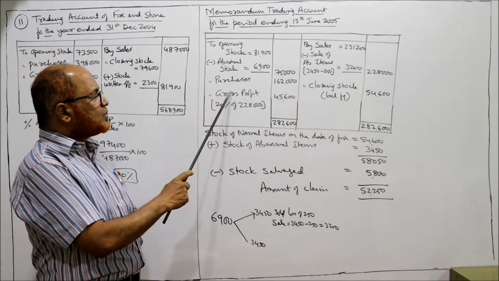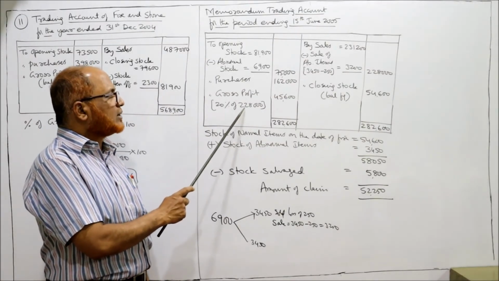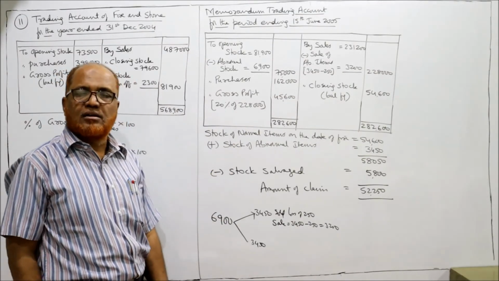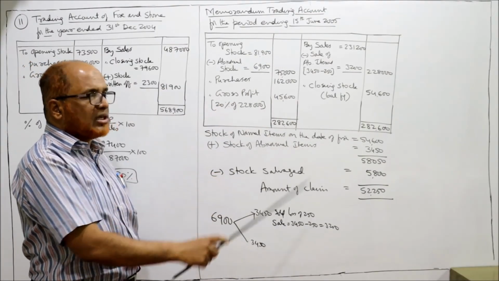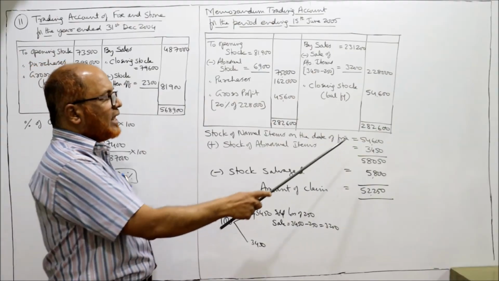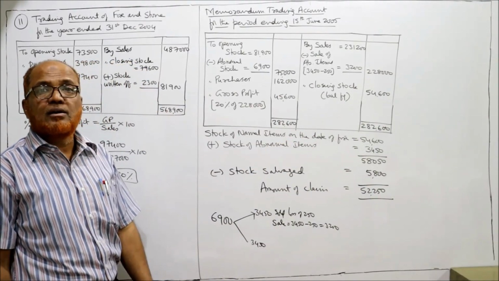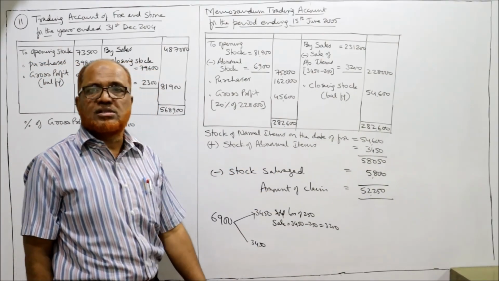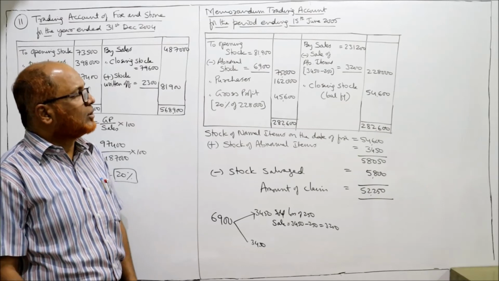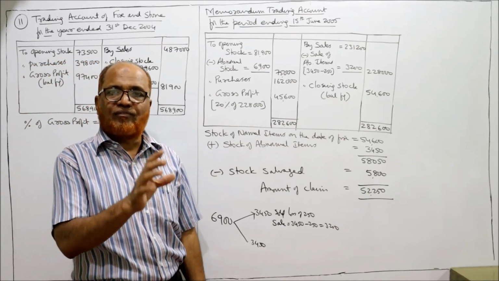Right? Now gross profit is 20% on sale of normal items. So 20% of 2,28,000, 45,600. Gross profit we got. Now take the total on the debit side, 2,82,600. From 2,82,600 subtract 2,28,000. The balancing figure closing stock 54,600. 54,600 is the closing stock or stock on the date of fire.